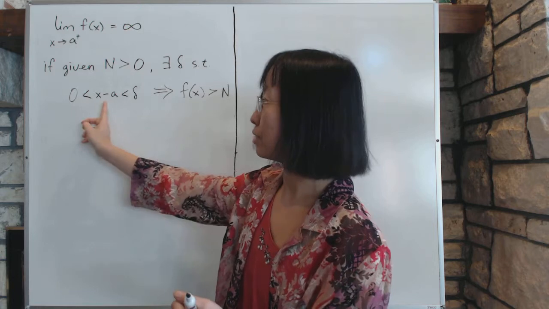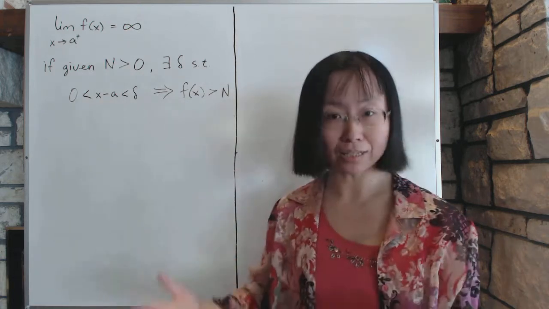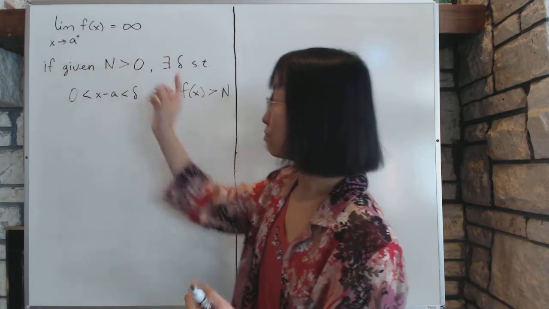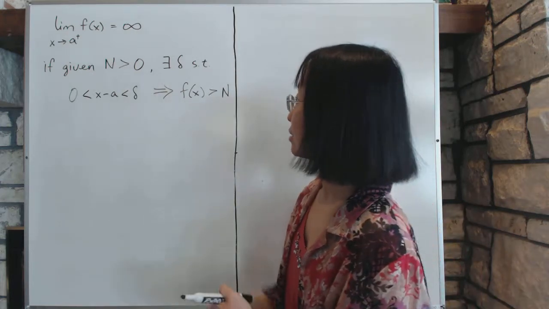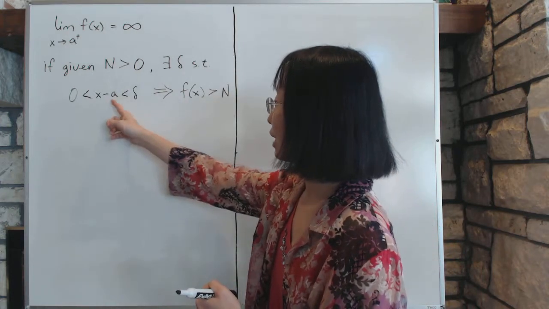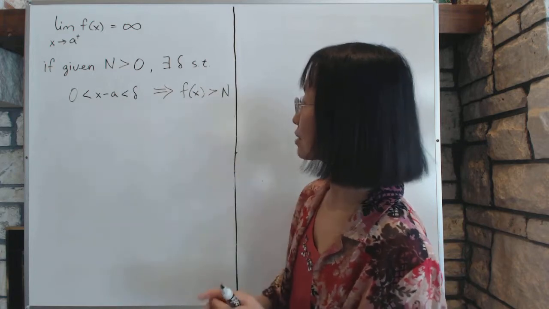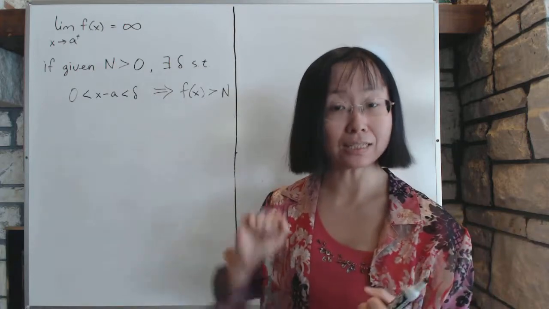Remember, x is not equal to a. That's why the distance is bigger than 0. x cannot equal a, because we don't care what f is actually at a. Usually it's not defined, which is why we care about it. But f is heading towards endless infinity in certain cases as x approaches a, and therefore the definition goes like this, so that we understand that f is going to be bigger than any number we can think of.